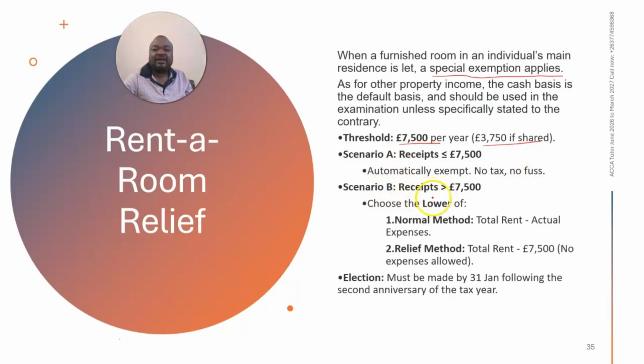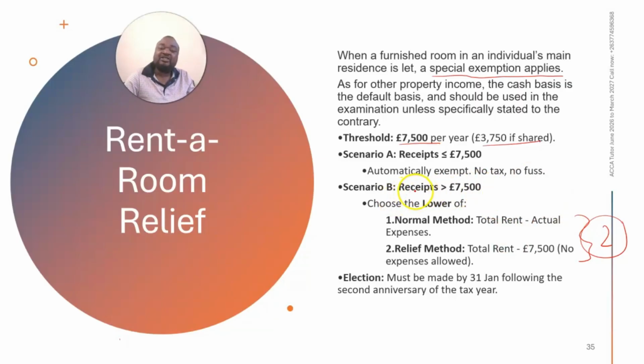Scenario B. If the receipts you are going to get from the room you are letting out are greater than 7,500, then you need to choose the lower of total rent minus actual expenses, or total rent minus 7,500. It is the lower of these two.